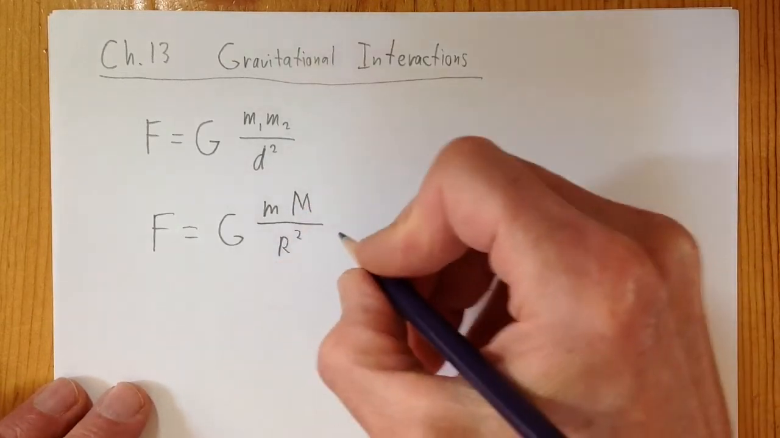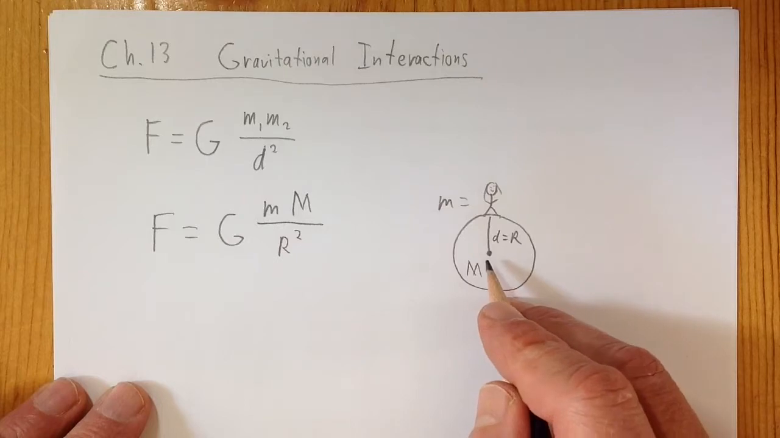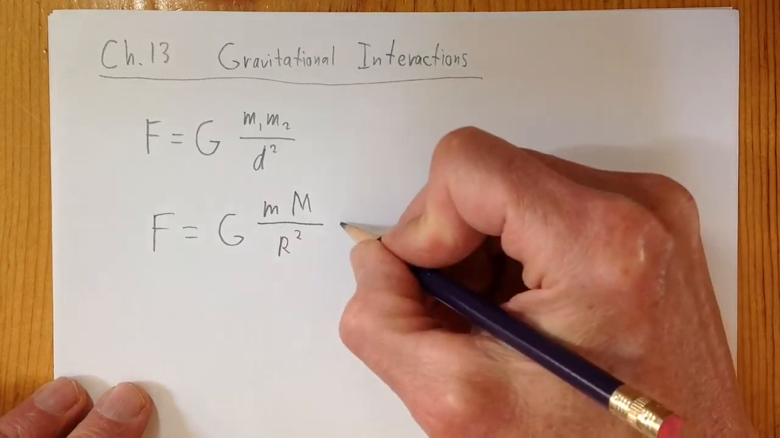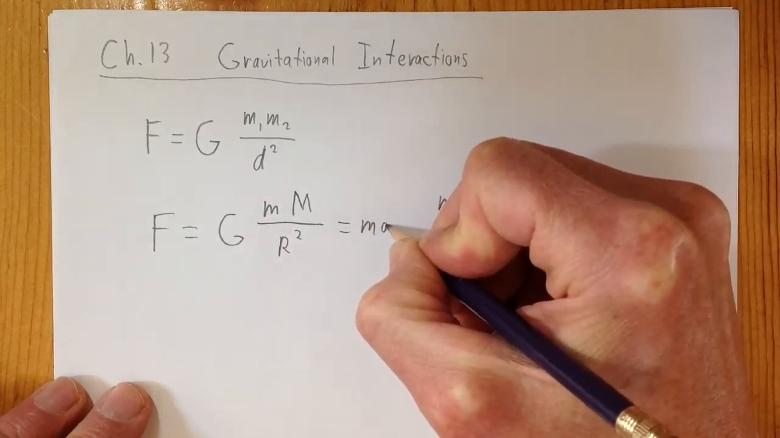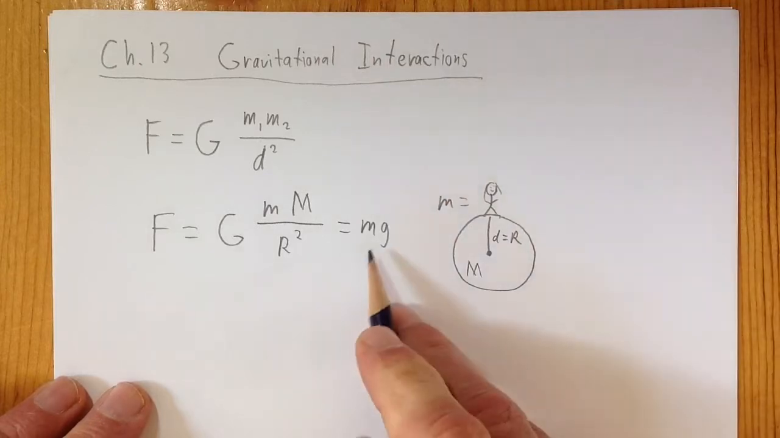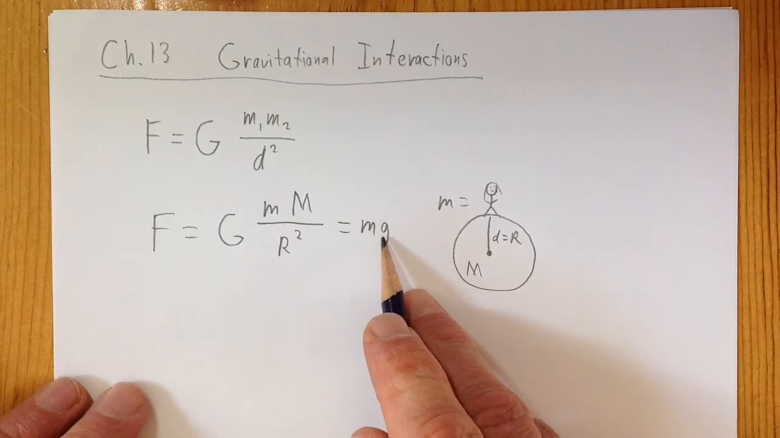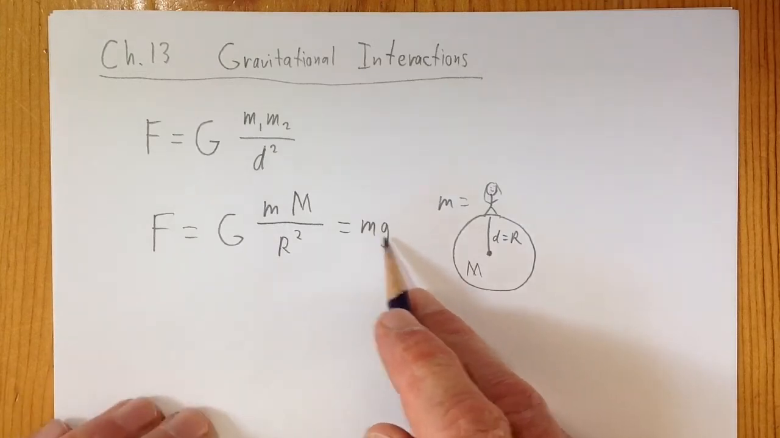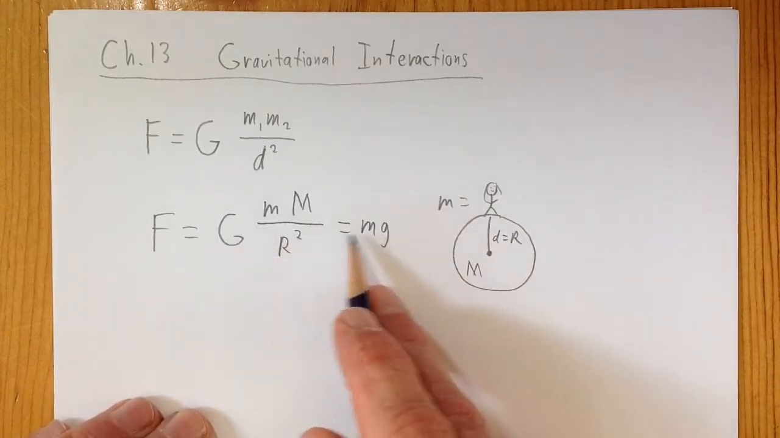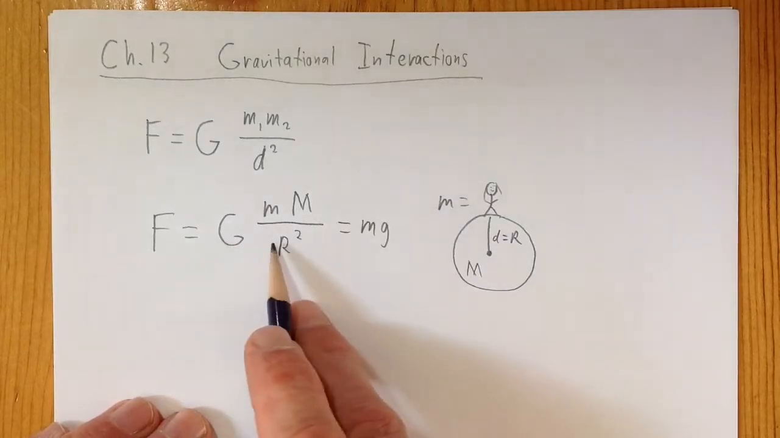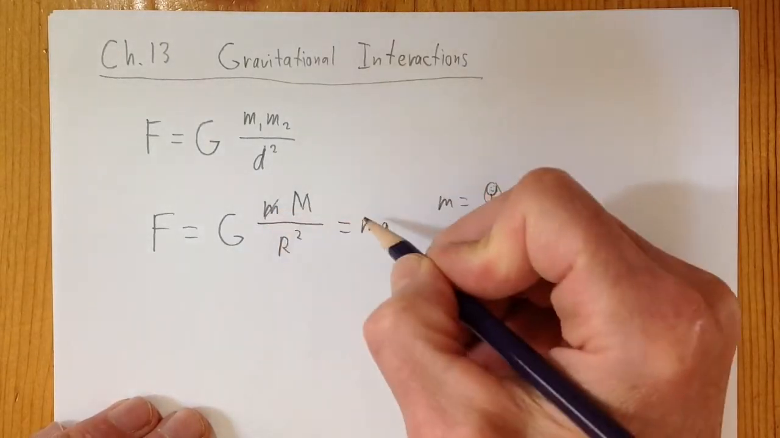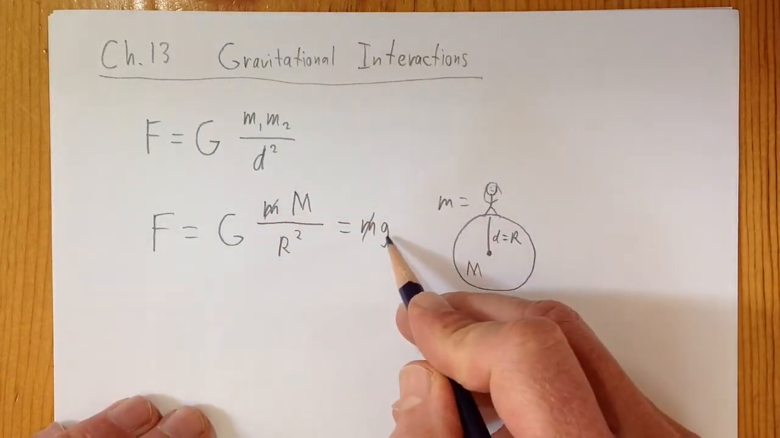Now, we also know that the force of gravity on you is what we've been calling mg. The force on you from the Earth is mg, right? We've been saying that forever. So if we set those two things equal, which is legitimate, the masses cancel, and we can find little g.